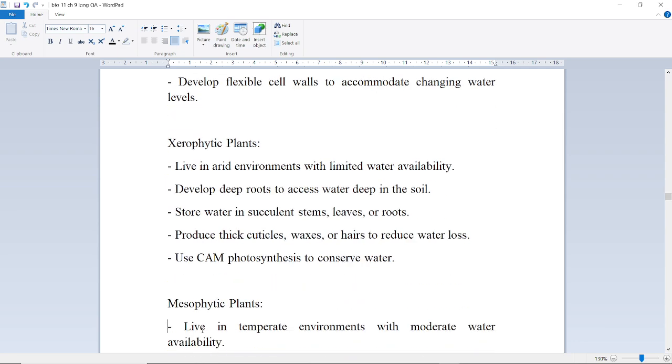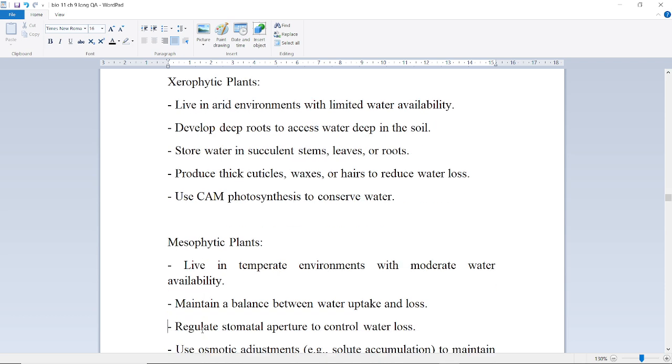Next is xerophytic plants. They live in arid environments with limited water availability, develop deep roots to access water deep in the soil, store water in succulent stems, leaves or roots, produce thick cuticles, waxes or hairs to reduce water loss, and use CAM photosynthesis to conserve water.